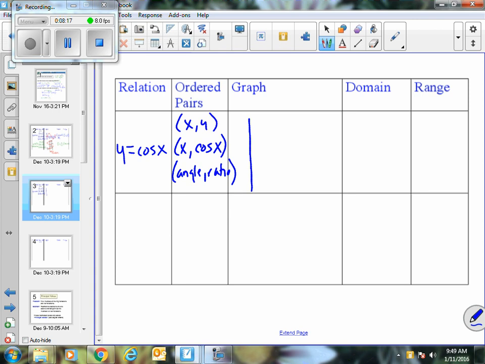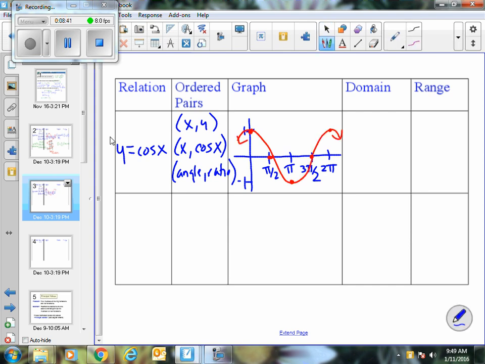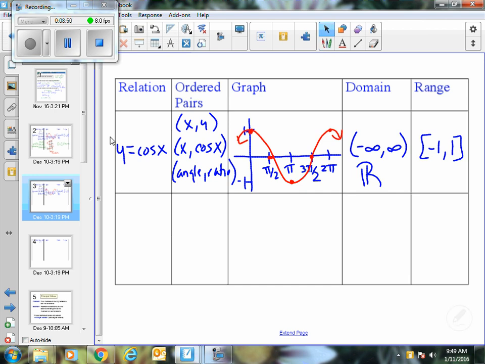All right, let's do your quick graph here. So we have our sketch. So we go out to 2 pi and 1, -1. So now cosine starts at its maximum, middle, min, middle, max. So it looks like this. The domain, again, all real numbers. You can use any angle measurement you want, so -infinity to infinity, or if you prefer, all reals, and the range -1 to 1. Sine and cosine are so similar, so much in common.